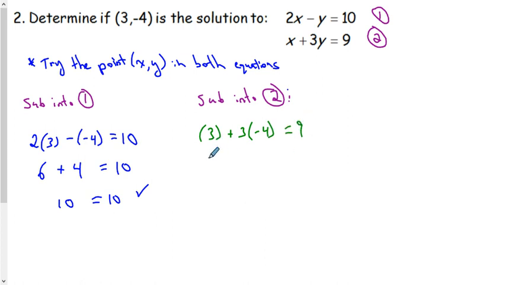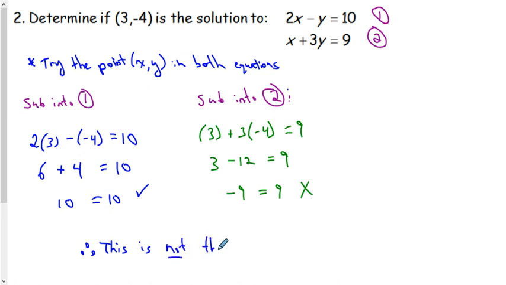Let's find out. So 3 plus, whoopsie. It's going to be 3 minus, because 3 times negative 4 is negative 12. So 3 minus 12 equals 9. Is that true? 3 minus 12 is actually negative 9. So that is not true. 9 does not equal negative 9. No good. So then we'll say, therefore, this is not the solution.